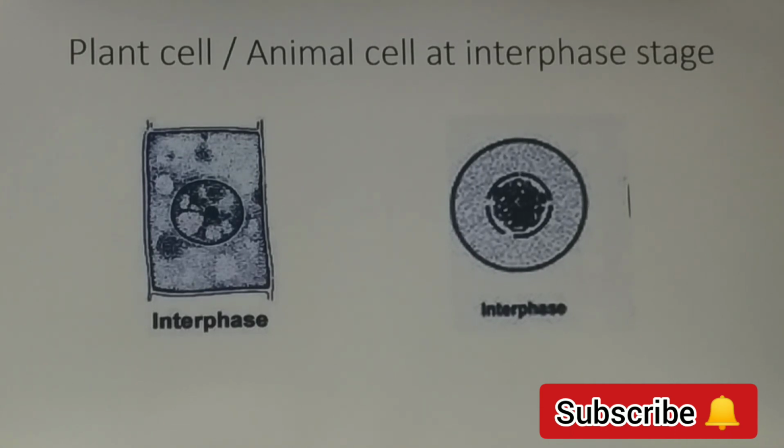In the second, on the right side, you can see the interphase stage in an animal cell. There you can label the cell membrane, the nuclear membrane, the chromatin fibers, the nucleolus. Then also you need to draw the centrioles or the centrosomes and label it.